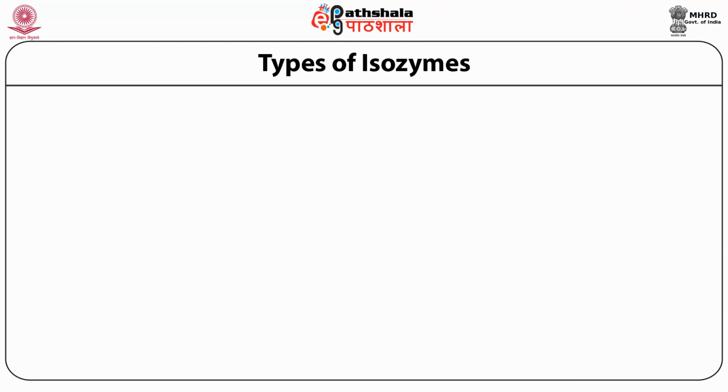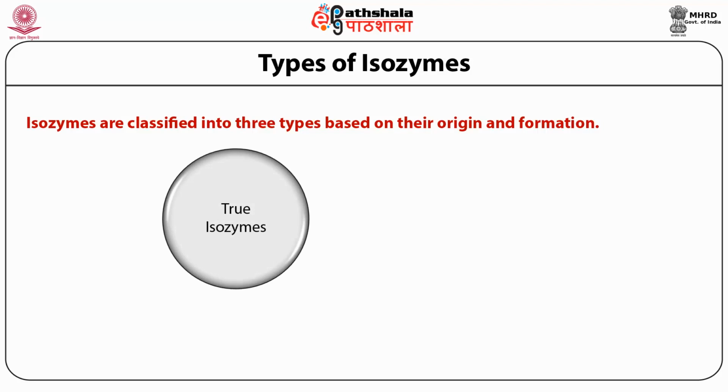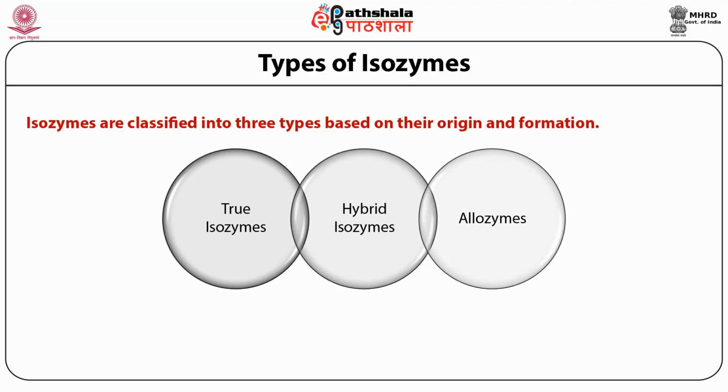First, we will discuss what are the different types of isozymes. So, isozymes are classified into three types based on their origin and formation. The first type is true isozyme, second is hybrid isozyme, and third is allozyme. Each one will be discussed in detail. First, we will discuss about true isozymes, then hybrid isozymes, then allozymes.